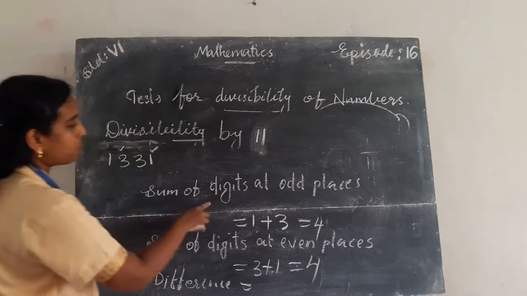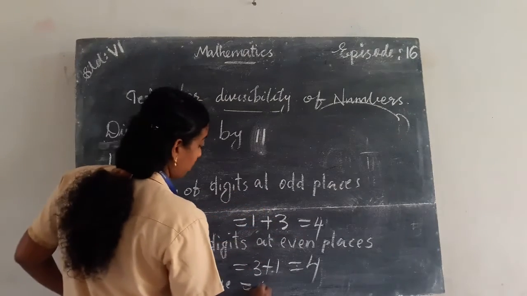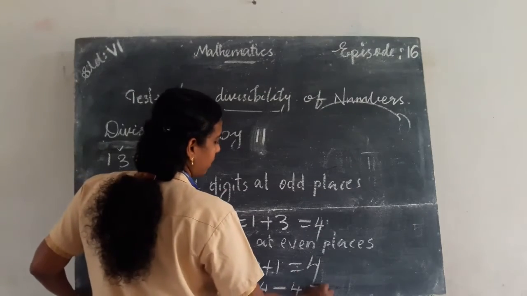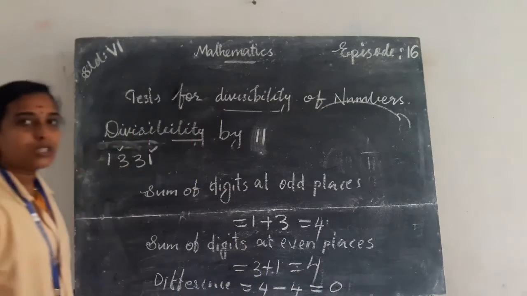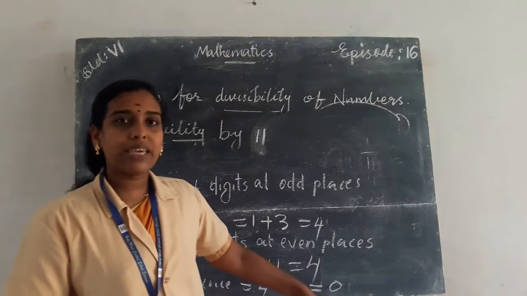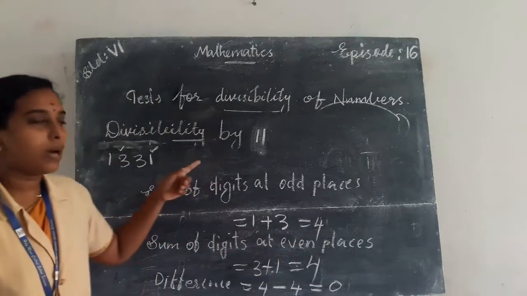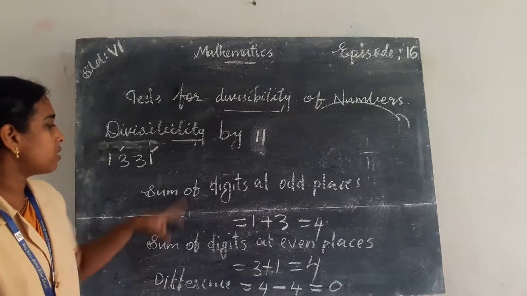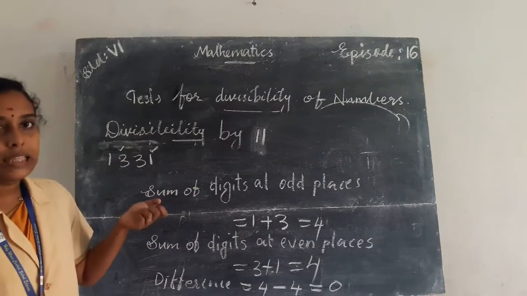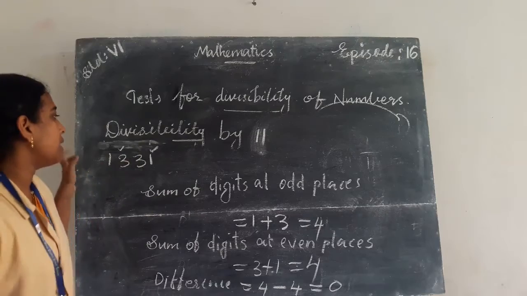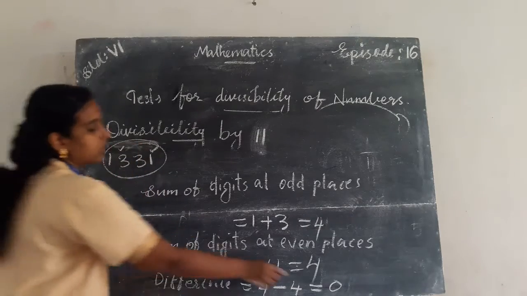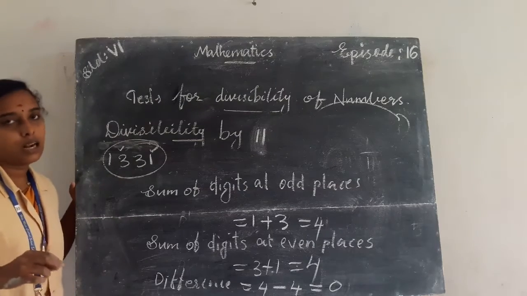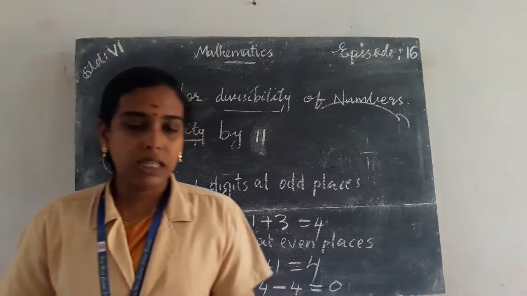We get the sum of digits at odd places is 4. 4 minus the sum of digits at even places, which is also 4. We get 4 minus 4, 0. So the difference is 0. Then we can say that this number is divisible by 11, because if the difference of these two is 0 or divisible by 11, then we can say that this is divisible by 11. Okay, these are the divisibility tests.